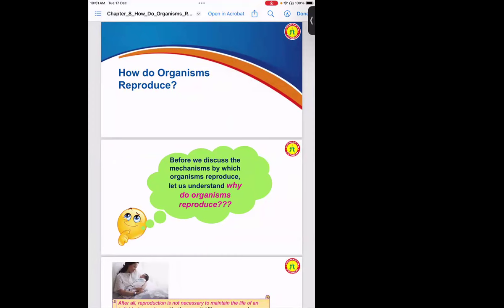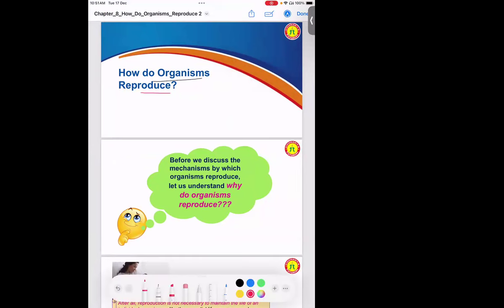So starting with the definition of the chapter, where they talk about how do organisms reproduce. This chapter is about reproduction: plants' reproduction, animals' reproduction, humans' reproduction, how do they reproduce. That we will be discussing. But before we discuss the mechanism by which organisms reproduce, let us understand why do organisms reproduce?